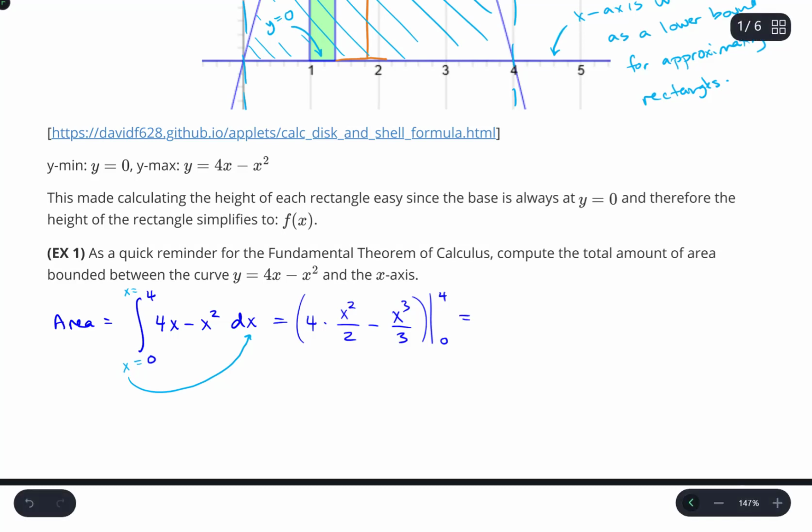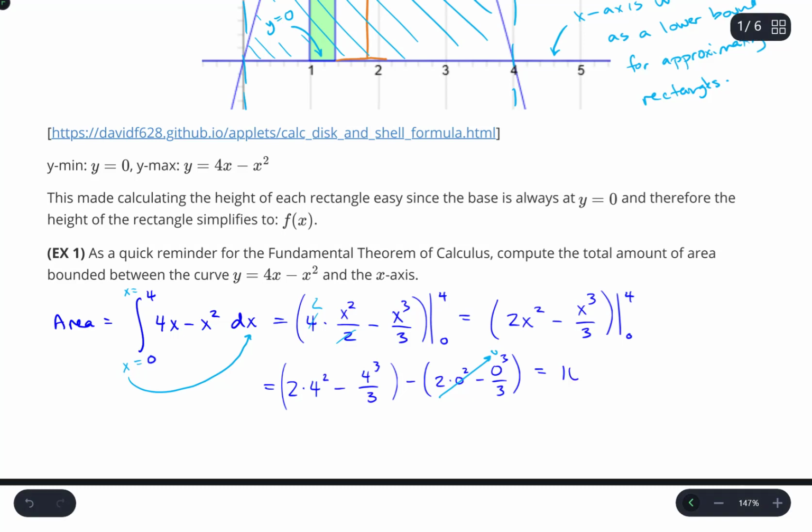But I do see a little bit of simplification that can happen first. It's not a big deal, but 2 can go into 4 and make that a multiplier of 2. So I have 2x squared minus x cubed over 3 that I'm going to evaluate between 0 and 4. Which will become 2 times 4 squared minus 4 cubed over 3, and that would subtract the lower endpoint, but luckily, because that lower endpoint is 0, this whole second term really just disappears to 0.